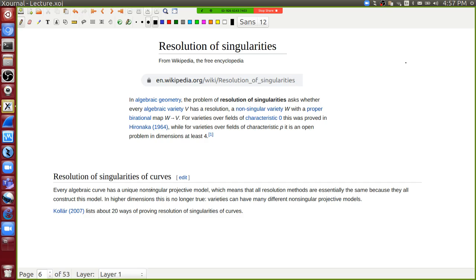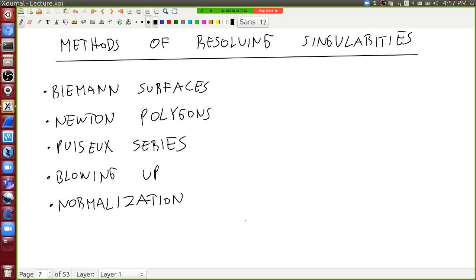Curves. Restricting our attention to curves rather than arbitrary varieties. Every algebraic curve has a unique non-singular projective model. Kollár, 2007, lists about 20 ways of proving resolution of singularities of curves. Kollár is a good book. I've only read the first chapter, his historical survey. There are about 20 ways of doing this. I'm going to look at about 5 of them today: Riemann's method, Newton's method, Puiseux series, blowing up, and normalization. I don't know the other 15, and I couldn't jam them all into one lecture, even if I did know them.